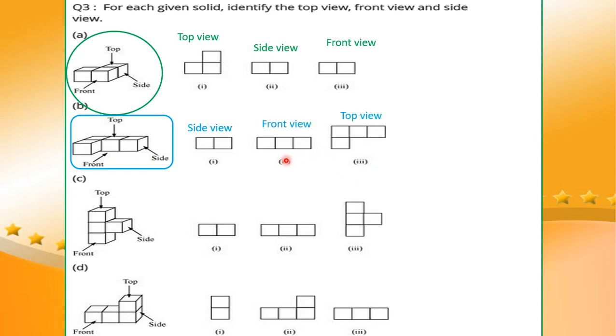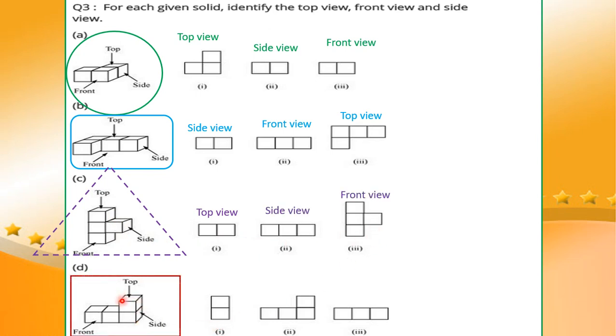Let us consider the C object, where when we observe this C object from the top we have 1 square, and this is 1, 2 squares are there. So the first option is the top view, the second option is the 3 squares. From the side we are able to see 1, 2 and 3 squares. So the second option is the side view and the last is the front view.